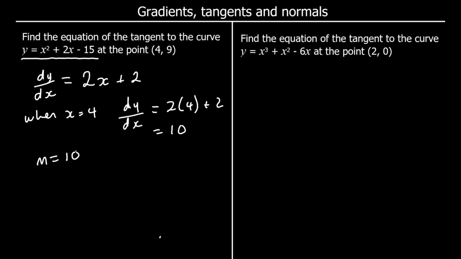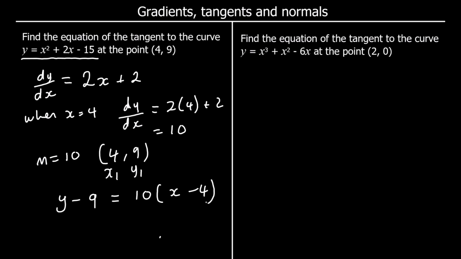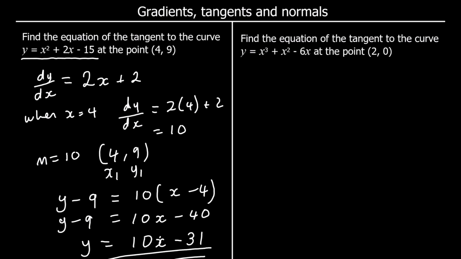So the gradient of the tangent will be 10, and it goes through the point (4, 9). So we've got a set of coordinates, and the gradient. So we can use y minus y1 equals m times x minus x1. And again, we can rearrange to put it in the form y equals mx plus c, or the form ax plus by plus c equals 0. So y is equal to 10x minus 31. And one for you to try. Pause the video, give it a go.